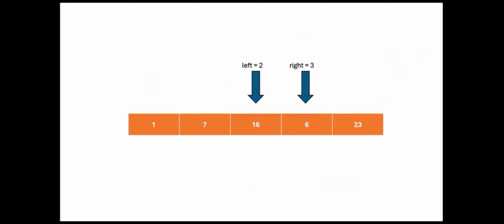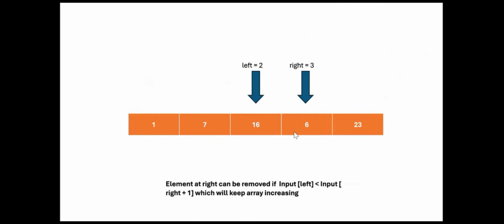Now, the difference between left and right is 1, which is good. Now, which element can we remove? If we remove the 16, then we need to check whether 7 is less than the element at right. It is not. So we can't remove the left. But can we remove the right? If we remove right, then we need to check whether the element at left is less than the element at right plus 1, which is 23. It is true. It means that we can achieve the strictly increasing array by removing the 6. So we will return true in this case.